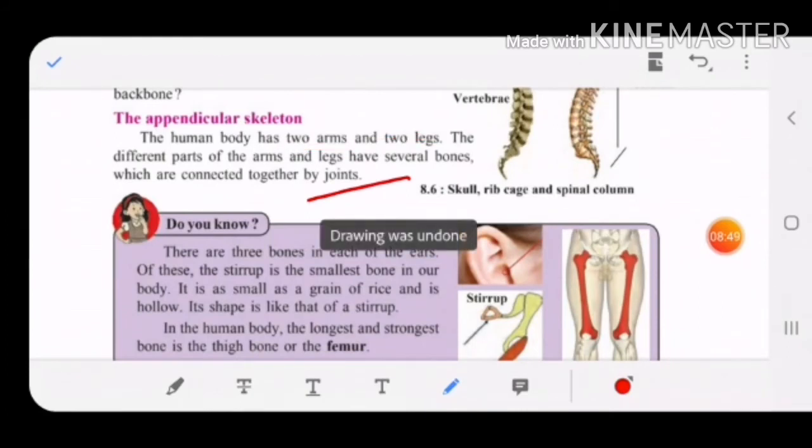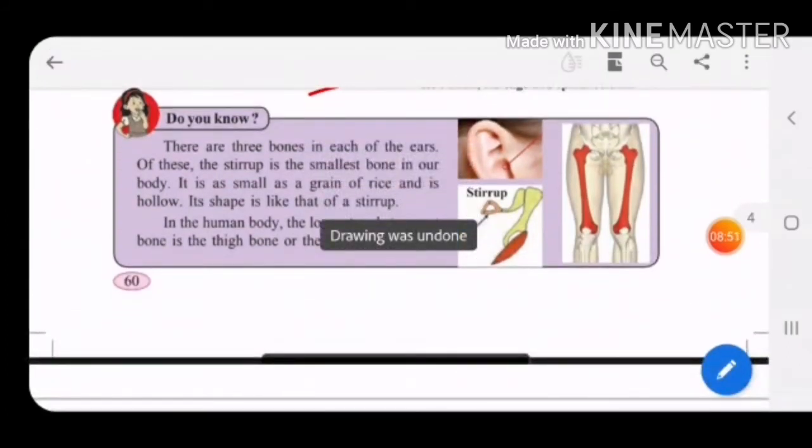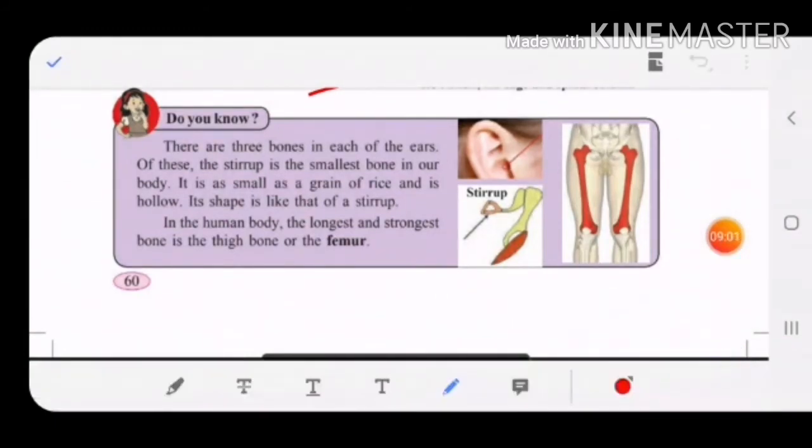Now this is very important information they have given us. Let us see. There are 3 bones in each of the ears. In our ear there are 3 bones. Of these, the stirrup is the smallest bone in our body. Remember this. You should know this extra information also. In our ear, the smallest bone is found. Its name is stirrup.